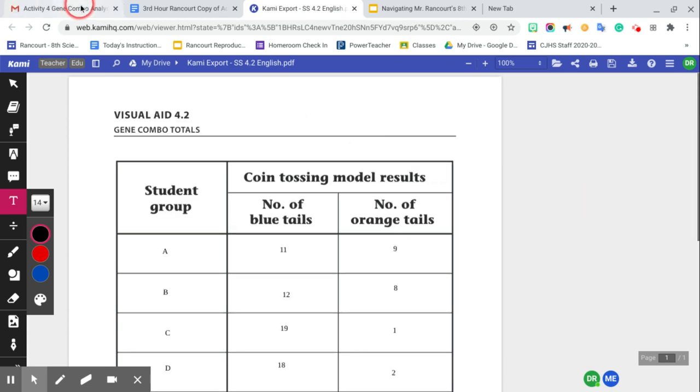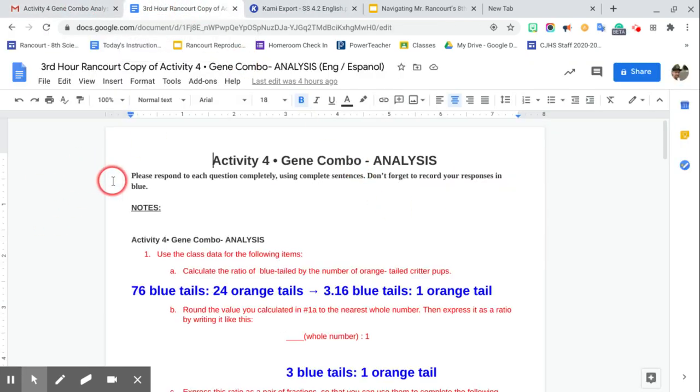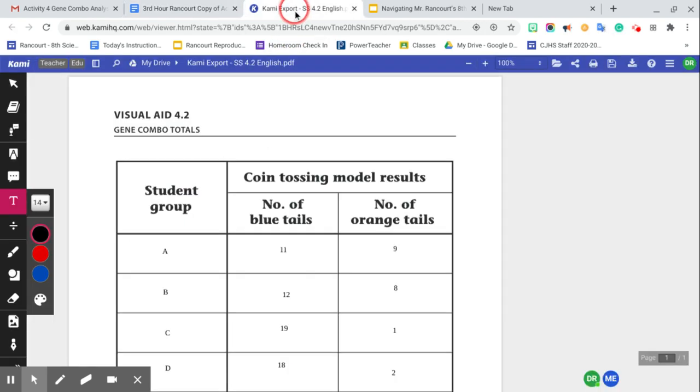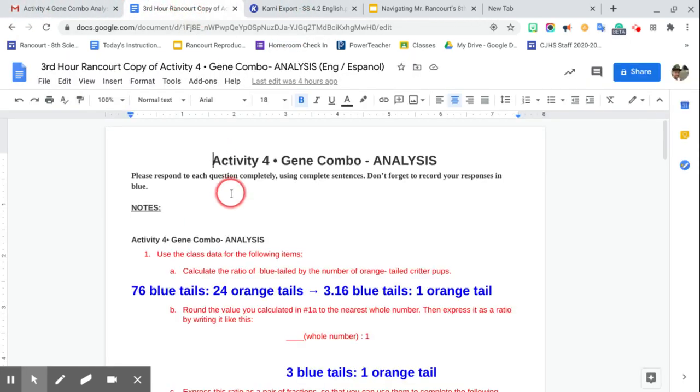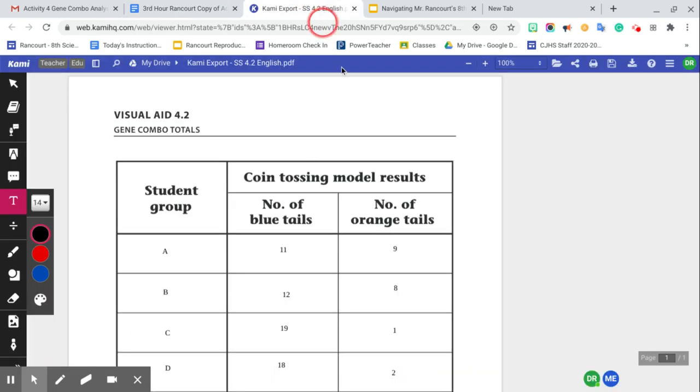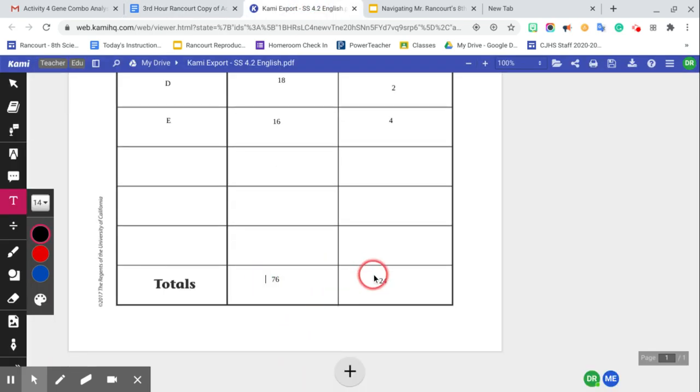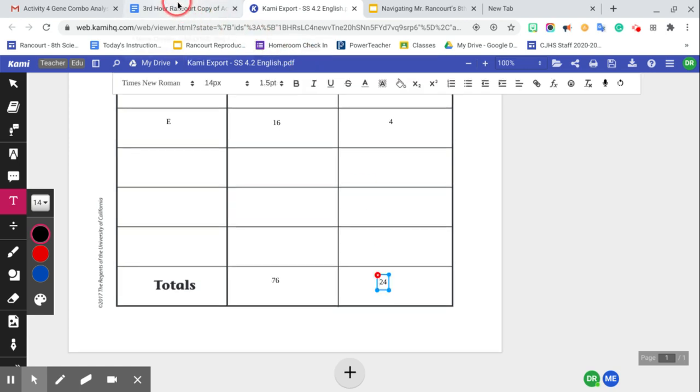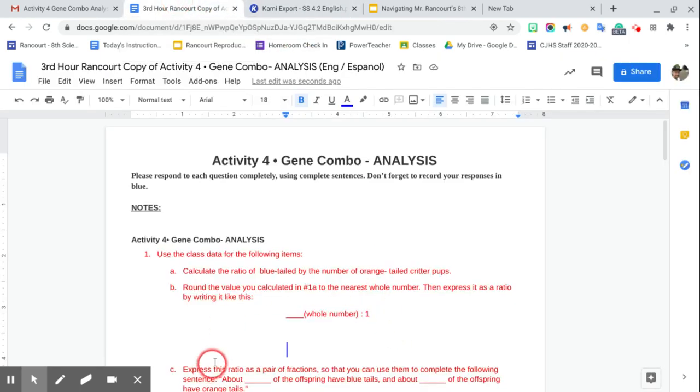So real quick, let's go through. Activity 4, analysis question 1, wants you to use the class data, which is this data right here, to answer the following questions, okay? And it wants us to calculate the ratio of blue-tailed by the number of orange-tailed critter pups. So what you're gonna do is take this number right here and divide it by this number right here and come up with a decimal. It'll be like 3 point something, and I want you to find out what that something is.